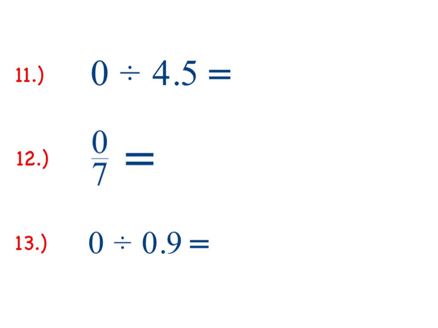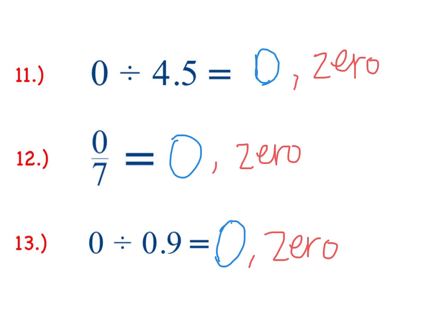So let's try some examples. What is 0 divided by 4.5? What is 0 divided by 7? And what is 0 divided by 0.9? If you said that all three responses were the number 0, you are correct. Know that it would also be acceptable on a quiz or a test to write out the word 0. So either of those two responses are equivalent.